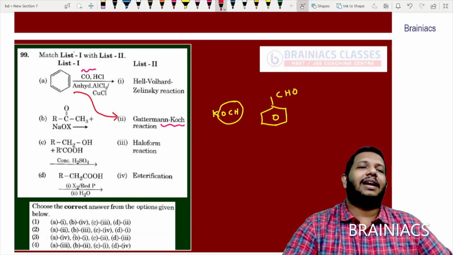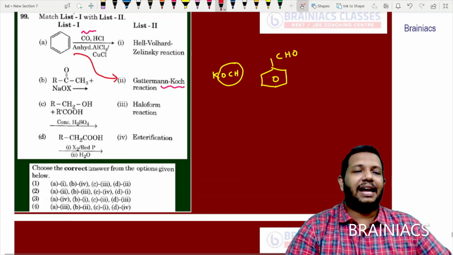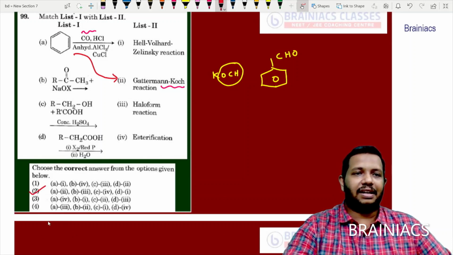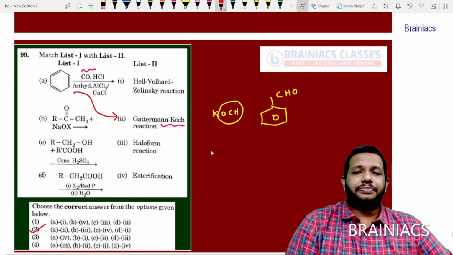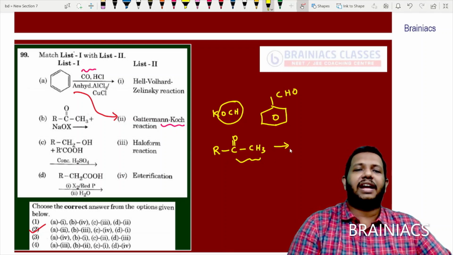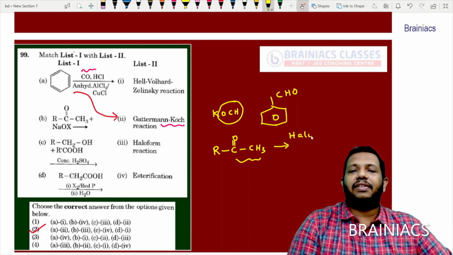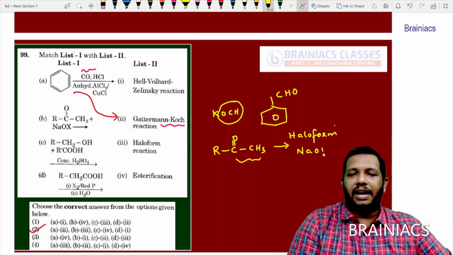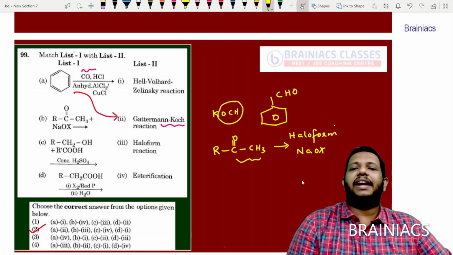A to R. You can easily see with the first option itself, you can get the answer. A to R is present only in option 2. So the second option is the correct answer. Next one you can see, what is that? RCOCH3. We know that this is a methyl ketone. We know that all methyl ketones will undergo what reaction? Haloform reaction in the presence of sodium hypohalite, NaOX. If iodine is used, you will get iodoform as the end product.